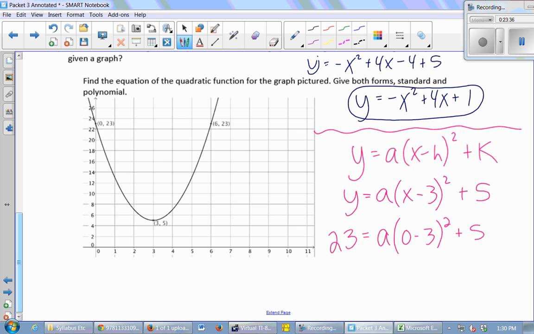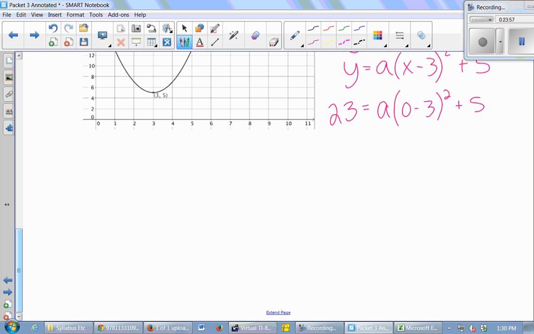Yeah, so now this is just a formula that we could solve for A. A tells you how tall or wide or narrow the parabola is. If this vertex were a little bit higher, this parabola would be narrower. It's our stretch and shrink term, yeah. So now I could solve for A, right? So this says 23 equals 9A plus 5. So 9A equals 18. So A is 2.